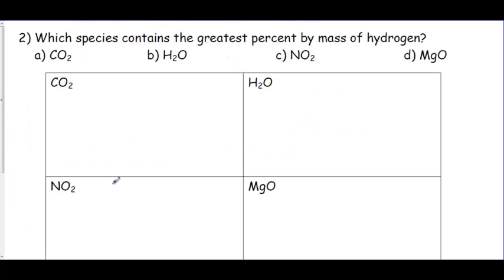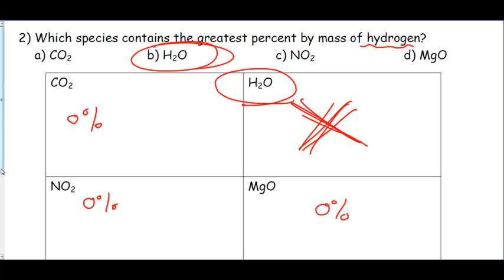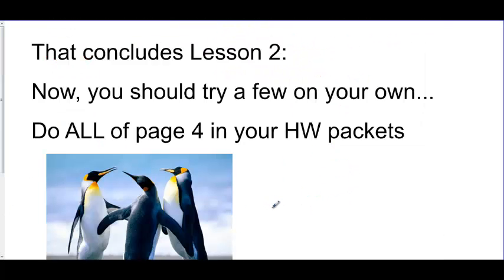Last but not least, our last practice problem here says which species contains the greatest percent by mass of hydrogen. So we don't really have to do anything here, because first we're going to look at all of our compounds and see which ones have hydrogen, and that would only be this one. So this would be the answer. Obviously, this is going to have the greatest percent by mass because it's the only compound that has hydrogen in it. All of these would be 0% hydrogen. Simple. All right. And so that will conclude lesson 2.